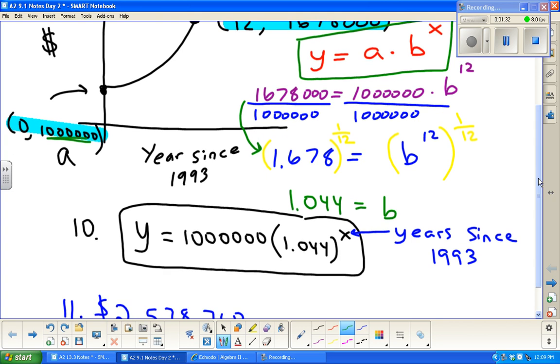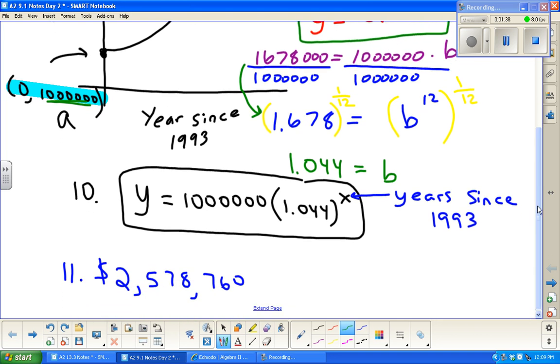And then once we found b, we can go ahead and write the equation as you see in the box there. And then it looks like number 11 was asking you to plug in for a certain year. I don't know off the top of my head what year that was, but we plugged in some value for x, evaluated the whole thing, and got a y value. So give that one a look if you were looking for extra practice.